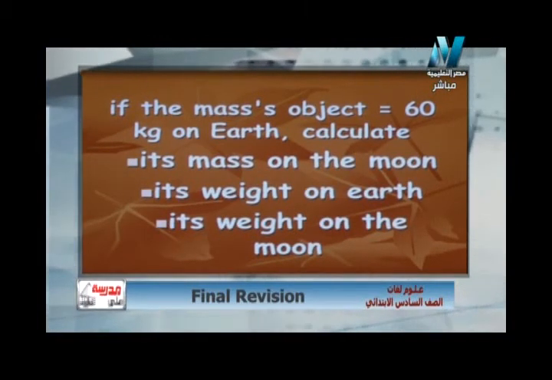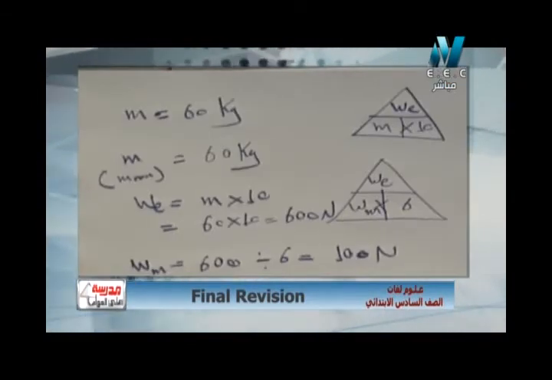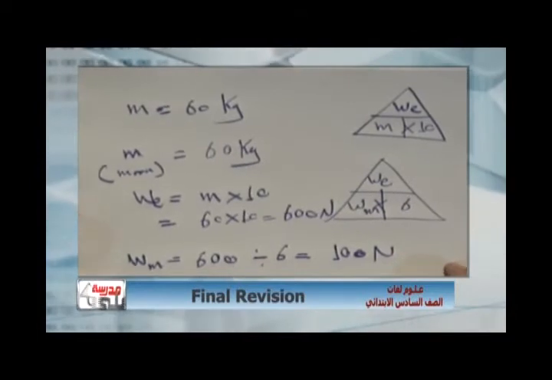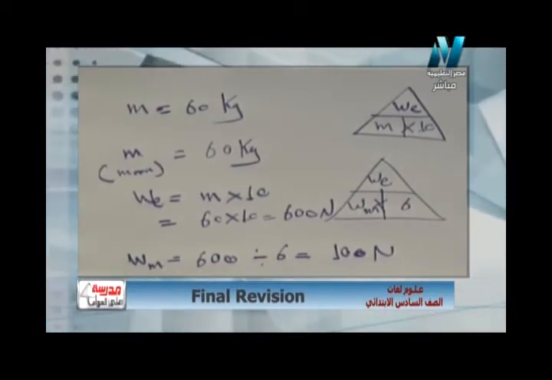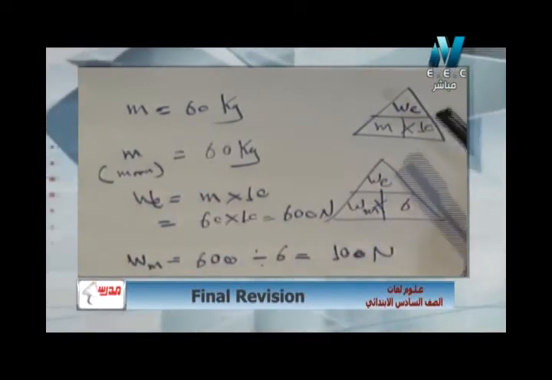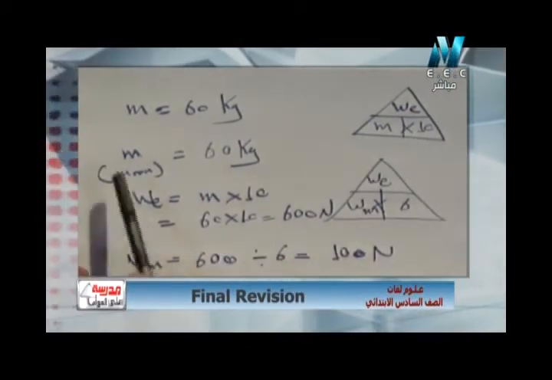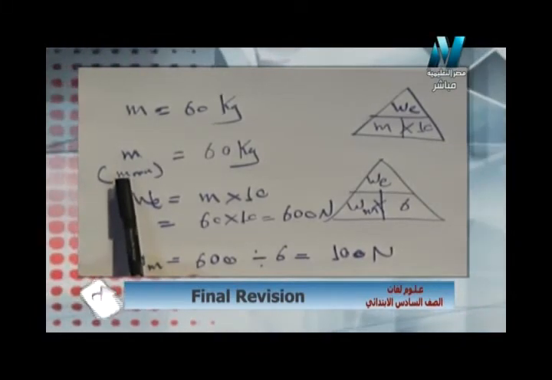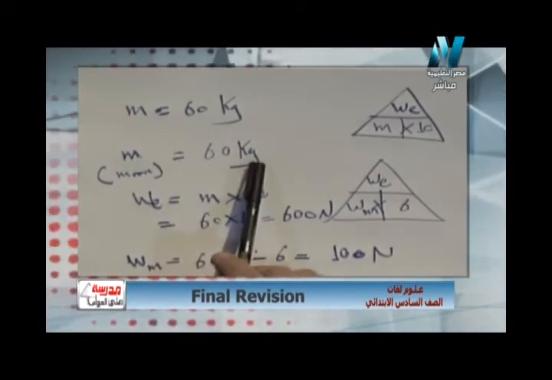To solve any mass and weight problem, I must revise the two laws well. Here he gave me a very important piece of information: the mass equals 60 kilogram. I will write the two triangles first. I want mass on the moon. We know that mass doesn't change from place to place, so it will be 60 kilogram.